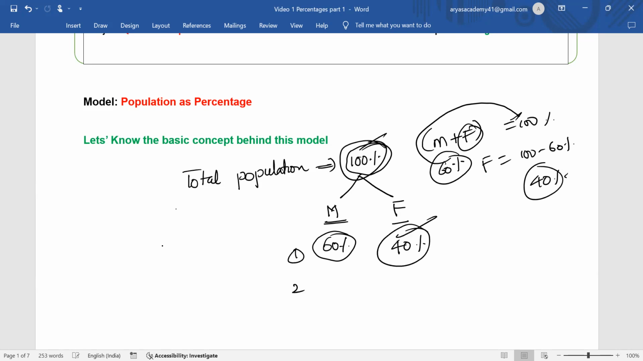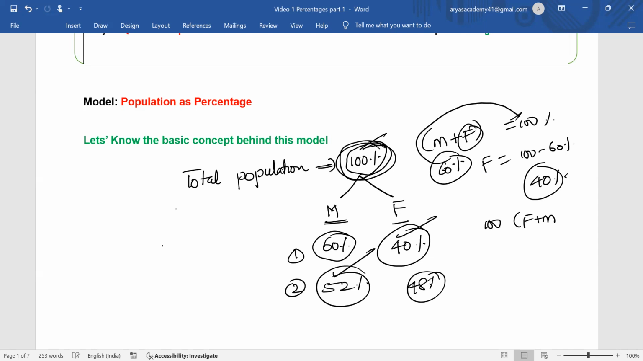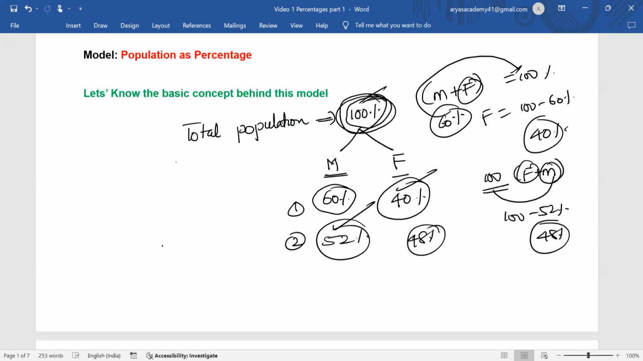This is the first example. In the second example, let me consider that the male population of a village is 52%. Then obviously the same pattern has to be followed. Total is 100, male and female together. If the male value is 52, the female value will be total minus male. That is 100 minus 52, which becomes 48. Total is 100, which contains both female and male. If the male is given and you have to find the female, from the total we will subtract the male. So 100 minus 52 will give you 48%. I hope you understood this concept.